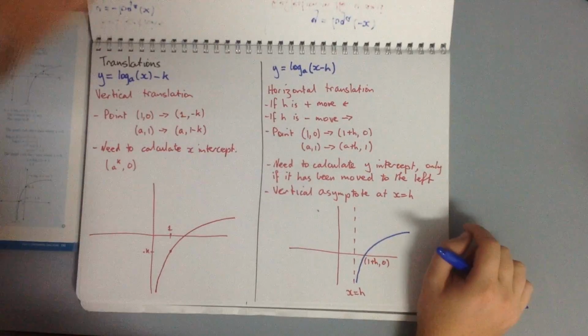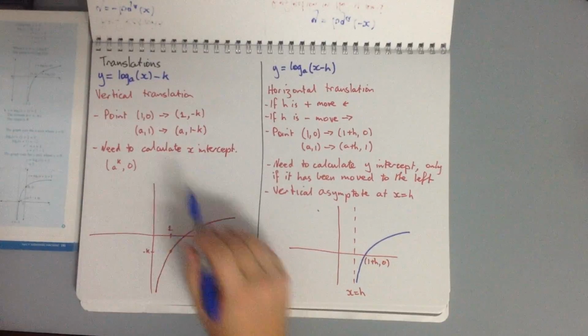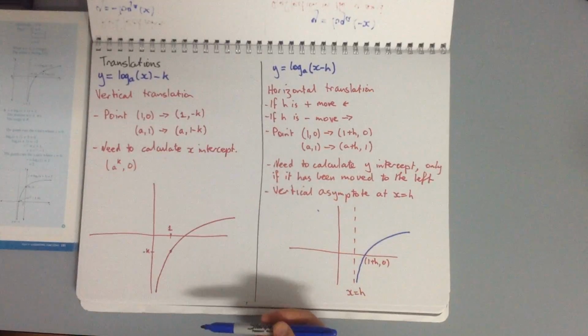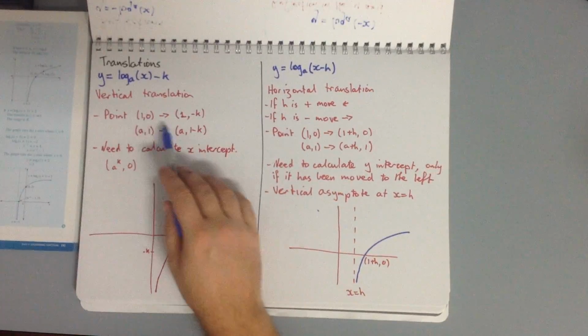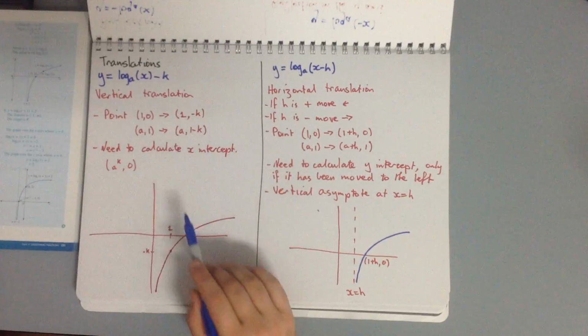And finally, we've got our translations. If we have y equals log to the base a of x take k, this is our vertical translation. This is moving it up or down. So our point (1, 0) becomes (1, -k), and (a, 1) becomes (a, 1 - k).